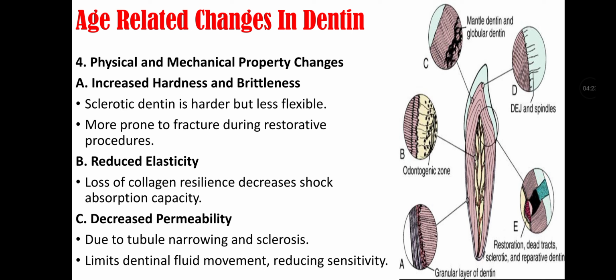Physical and mechanical property changes include increased hardness and brittleness, reduced elasticity, and decreased permeability. Increased hardness and brittleness. Sclerotic dentin is harder but less flexible, and it is more prone to fracture during restorative procedures. Reduced elasticity, that is loss of collagen resilience, decreased shock absorption capacity. Decreased permeability, that is due to tubule narrowing and sclerosis. It limits dentinal fluid movement, reducing sensitivity.